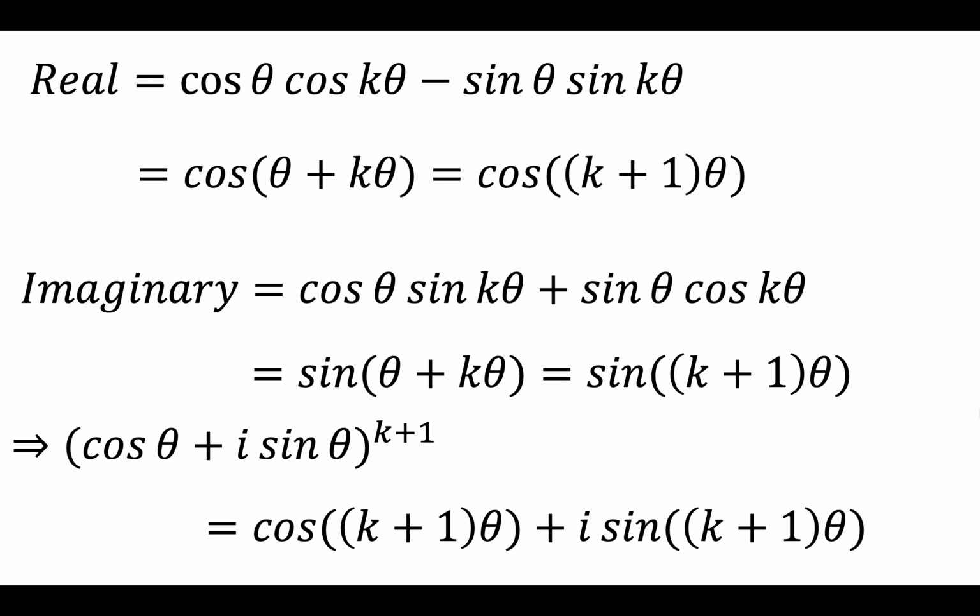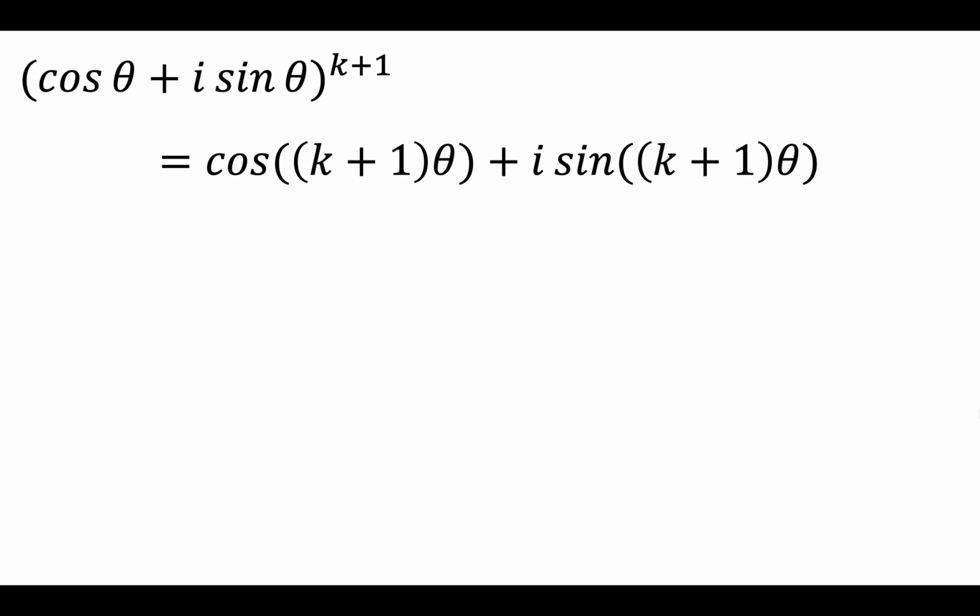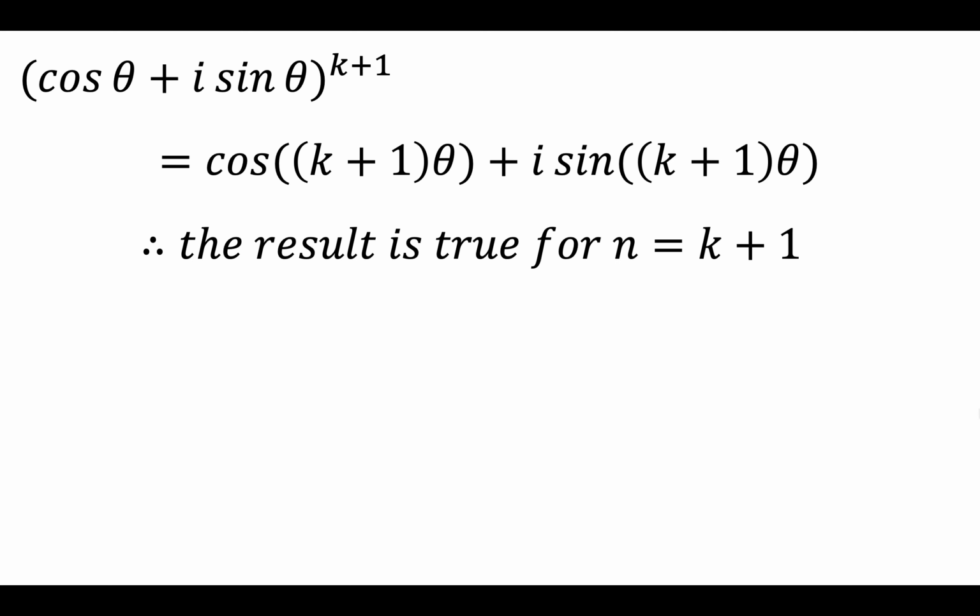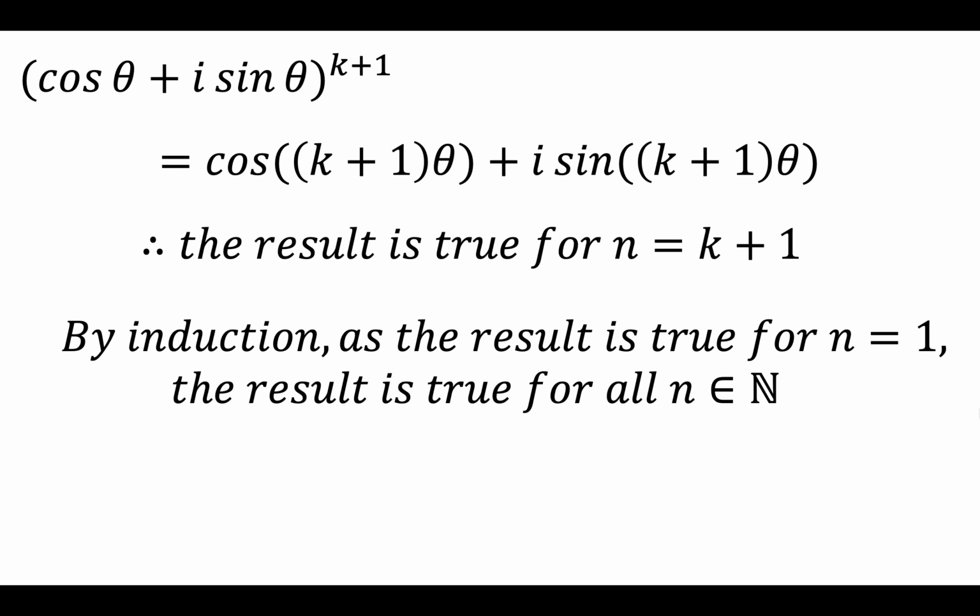So therefore, cos of theta plus i sine of theta to the k plus 1 is equal to cos of k plus 1 times theta plus i sine of k plus 1 times theta. Therefore, the result is true for n equals k plus 1. And by induction, as the result is true for n equals 1, the result is true for all natural numbers n.